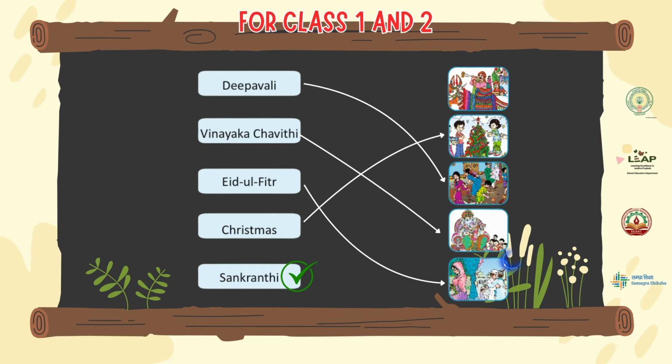Look at this colorful picture. Kites in the sky, cows decorated with flowers, and people smiling. Yes, this is Sankranti. It's a harvest festival. Farmers thank the sun god for giving good crops. We fly kites and eat sweets made with jaggery and sesame. Now, my dear children, repeat after me. We fly kites on Sankranti. Once again, we fly kites on Sankranti.